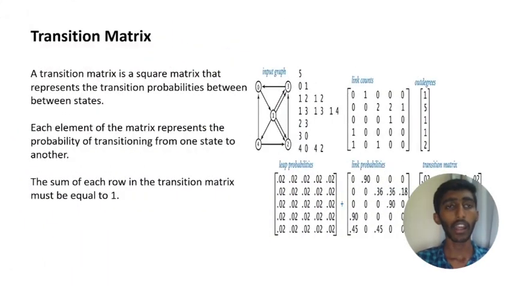Transition matrix. A transition matrix is a square matrix that represents the transition probabilities between the states. Each element of the matrix represents the probability of transitioning from one state to another state. The sum of each row in the transition matrix must be equal to 1.